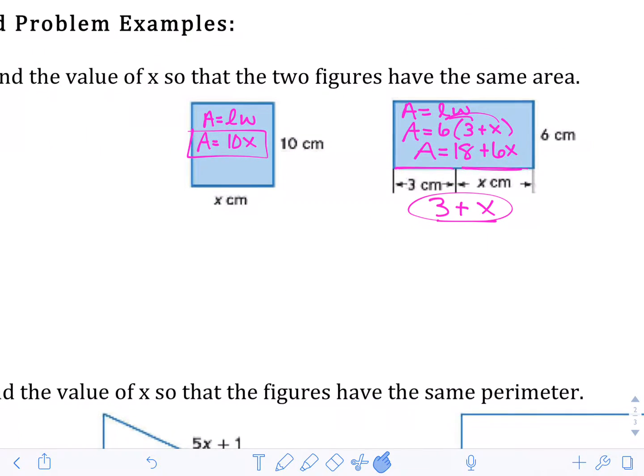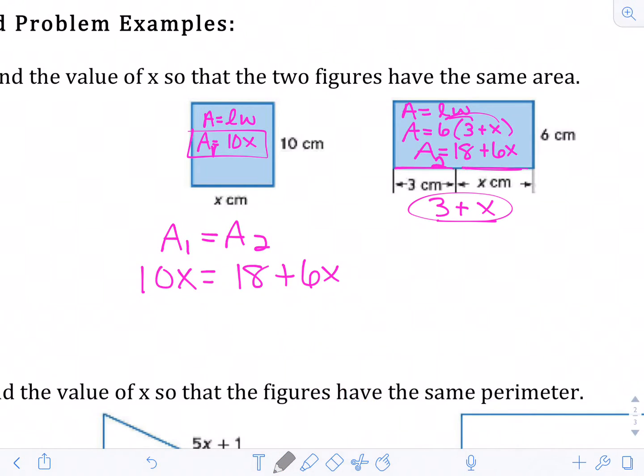Well, now I got to figure out what x is so that those areas would be the same. So I can call this area 1. I can call this one area 2. So for area 1 to equal area 2, I know area 1 was 10x, and I know area 2 is 18 plus 6x. Well, now you just have a simple equation to solve.